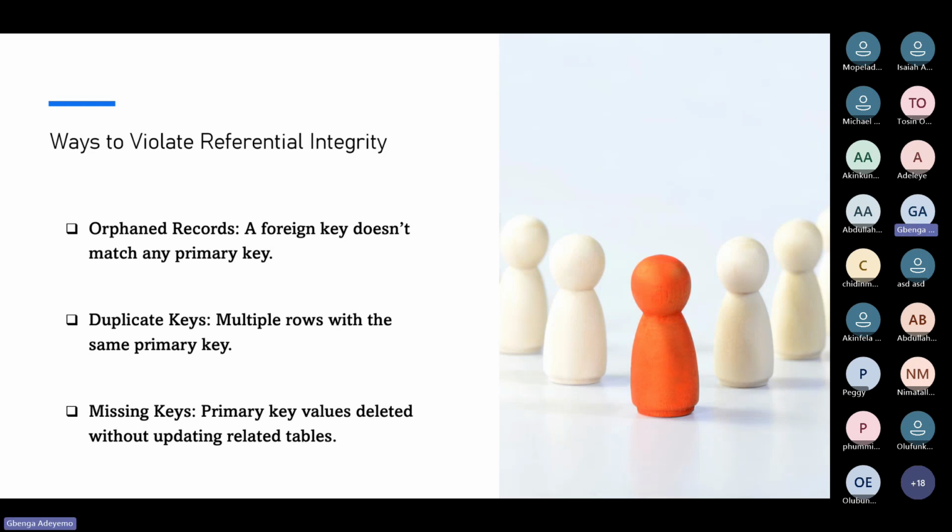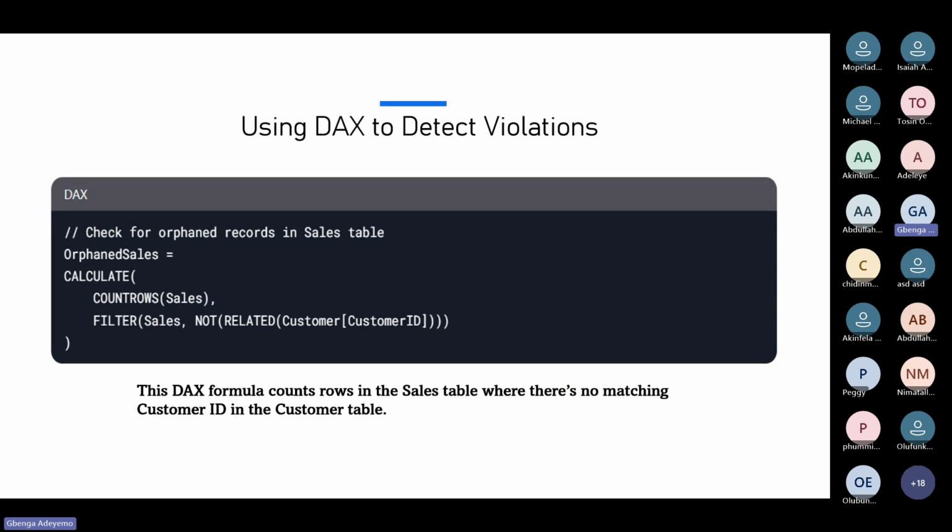So when you have duplicate keys, with different products in a product table sharing one product ID, you are violating referential integrity. Missing keys. Imagine that an update has been done on the database. Maybe a particular product or customer has been removed from the customer table, but it has not been reflected in the transaction table. These are the ways that we violate referential integrity. Do you now know that you can use DAX to detect violations of referential integrity? I'm going to show you that now.